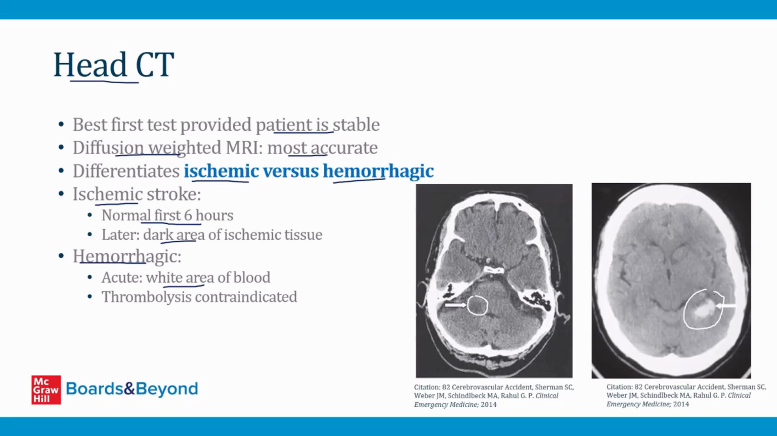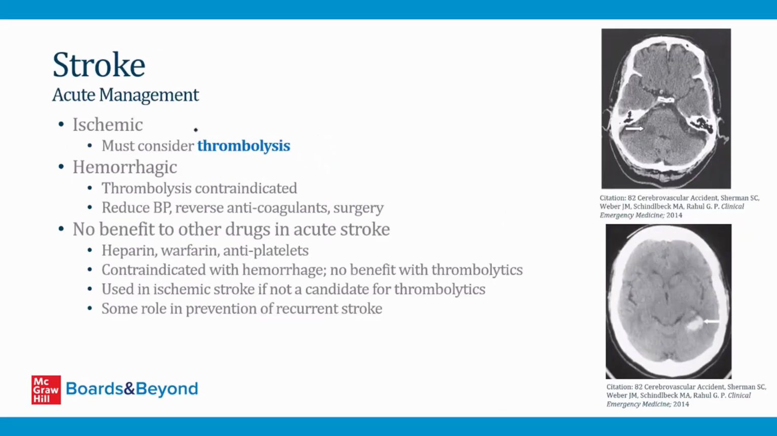And this is very important to identify early on clinically because one of the major treatments for stroke is thrombolysis, and that is contraindicated when you see blood in the brain like this. Thrombolysis administered to a patient with a hemorrhagic stroke can be fatal because it will make the bleeding worse. Okay, so that's a nice segue into the acute management of stroke.